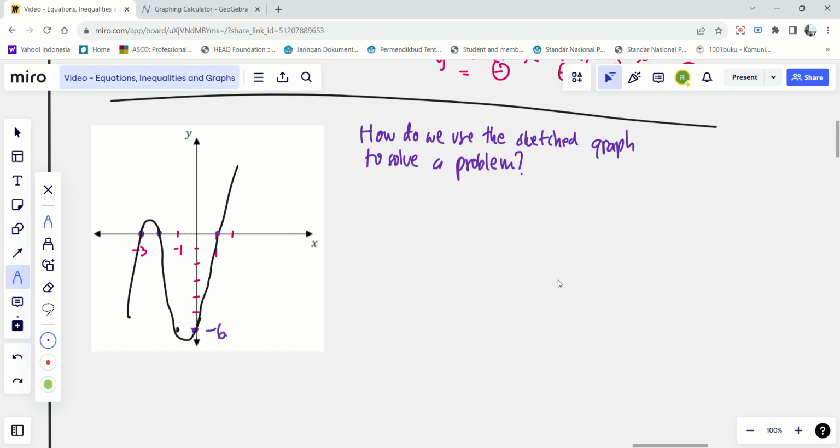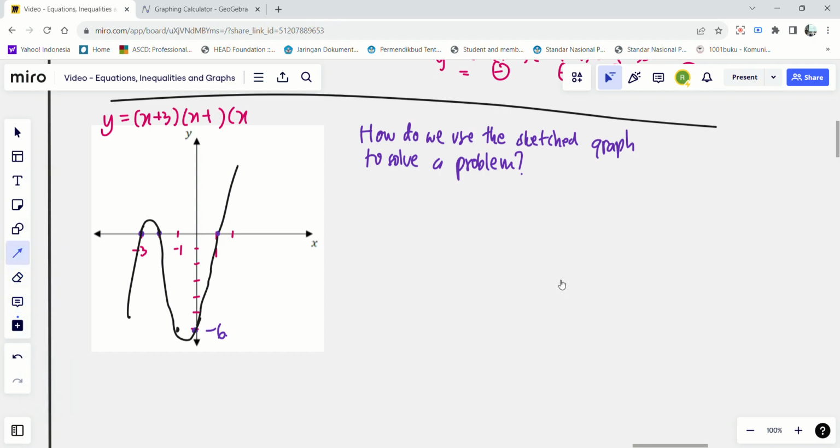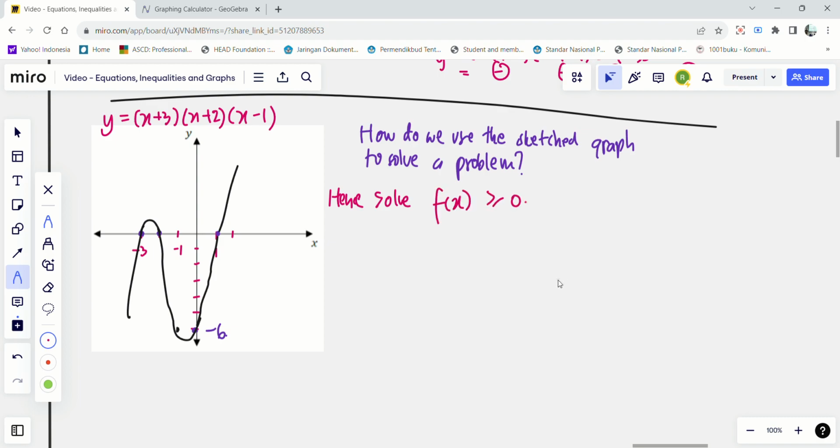Just to recall, the previous question was y equals (x plus 3)(x plus 2)(x minus 1), like this. So usually the next typical question is, for example, hence solve, let's say, f(x) more than or equal to 0, for example.